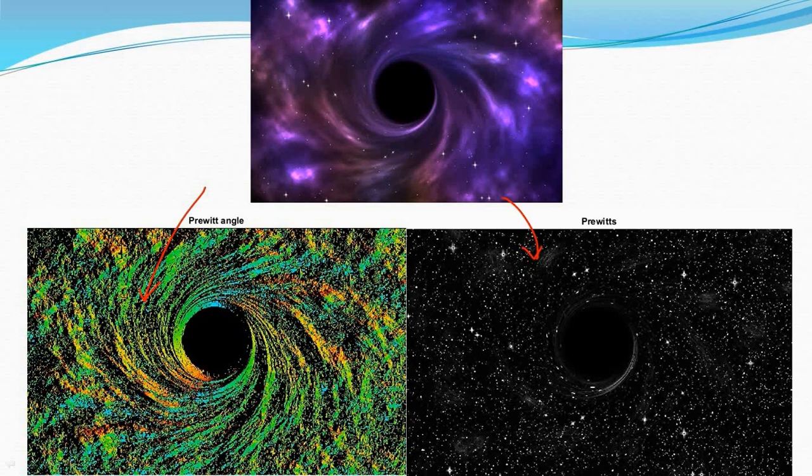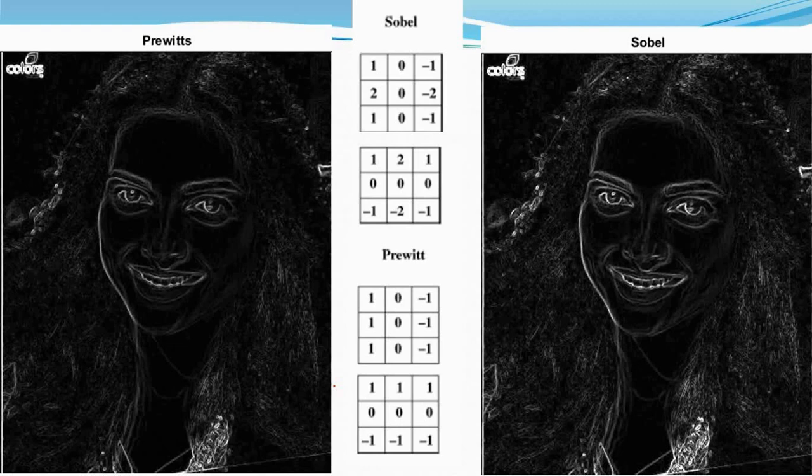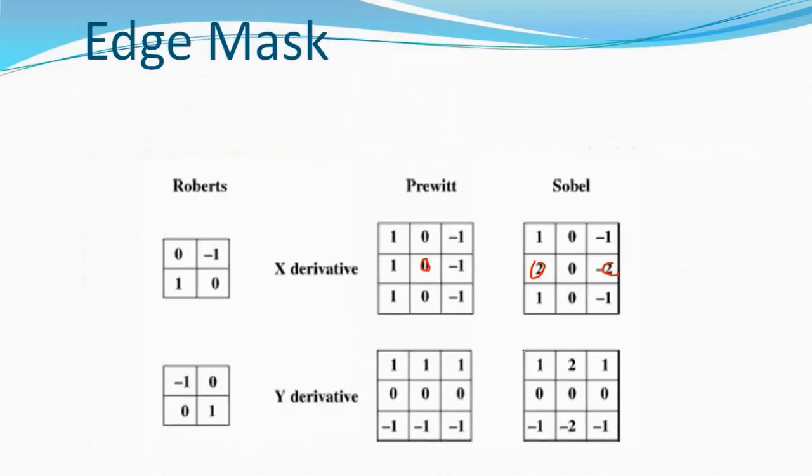So this was about the edge detection. The main part that is detecting the edges are these masks. Basically these masks will tell you what particular edge output you will get.